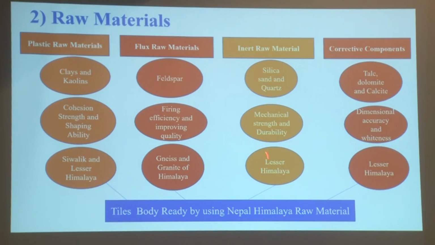And these raw materials are available in different zones of Nepal Himalaya. Clay and kaolin can be found in the lesser Himalaya section. Feldspar is available from granite and gneiss of the Himalaya. Silica sand and quartz can be found in lesser Himalayas such as Kathmandu, and for dolomite and calcite, we can search in lesser Himalayas, such as Harin dolomite and in marble limestone. And by using these raw materials, we can finally reach our product.